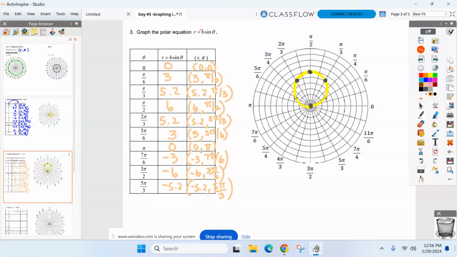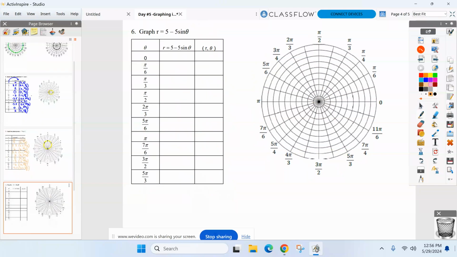No joke here, no more circles, because look at the equation. Now I'm adding and subtracting a number to it. So this is not going to be a circle anymore. Ooh, ready for this one. All right, let's do it. Fill in the table for me. Should be doing 5 minus 5 sine 0, 5 minus 5 sine pi over 6.